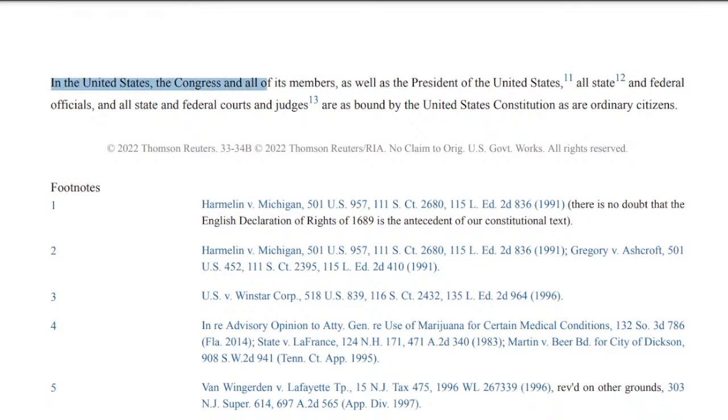And in the United States, the Congress and all of its members, as well as the President of the United States, all state and all federal officials, and all state and federal courts and judges are as bound by the United States Constitution as are ordinary citizens. So, again, in jurisprudence, when they say a word like citizens, persons, people, there's always a distinction. So keep this in mind as we proceed.